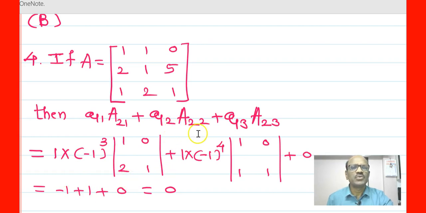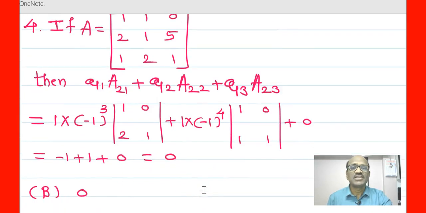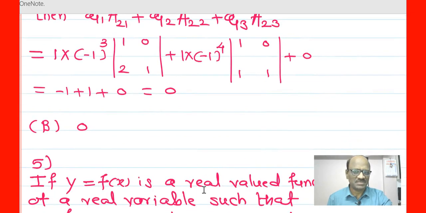And next A22 means what? Again 1 2. The value is 1. For A22, minus 1 raised to 4, and now again the element is A22. Now again this row and column get cancelled. See this, then you will get 1 0, 1 1, and this is the matrix. The last is 0. Now find the value of this determinant. Again it is 1. 1 into minus 1 raised to 4 gives again 1, plus 1 minus 1 is 0, and hence the P option is the correct one. Now next we will see the next example.